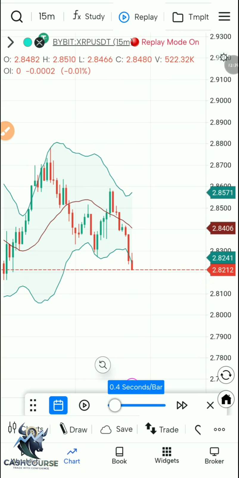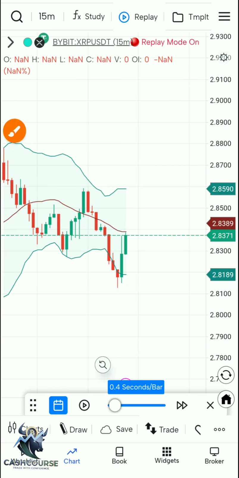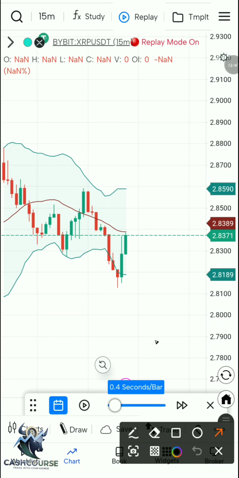As you can see, the market just went down and we got a bullish engulfing candlestick pattern over here. Can you see? This is a bullish engulfing candlestick pattern where the red candle is engulfed completely by the green candle. Now, upon seeing this bullish engulfing candlestick pattern, you can make an entry. Now, let's make an entry to see how things are going to go.